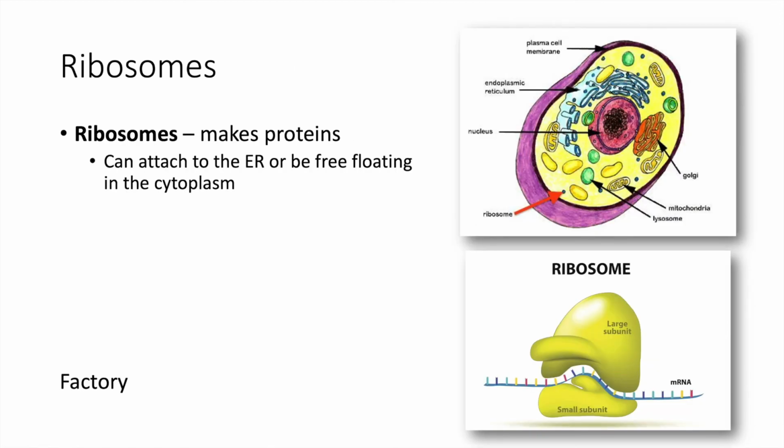And then we have our ribosomes. Ribosomes, they make protein. They can attach to the ER or be free floating in the cytoplasm. In this drawing here, you can see little blue dots. Those are ones in the cytoplasm, and then there's some also attached to the ER here. You can think of ribosomes as a factory.